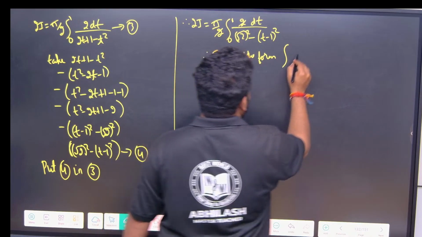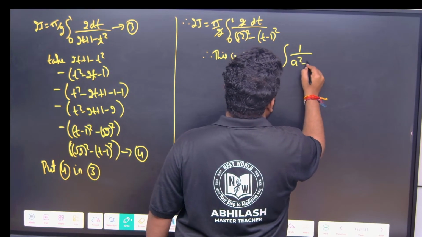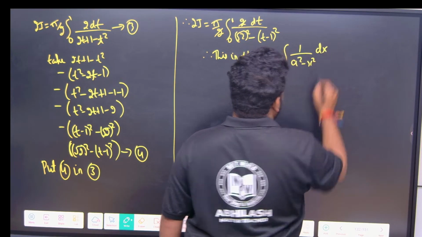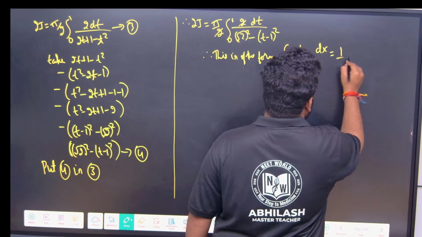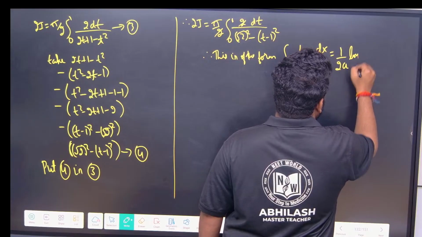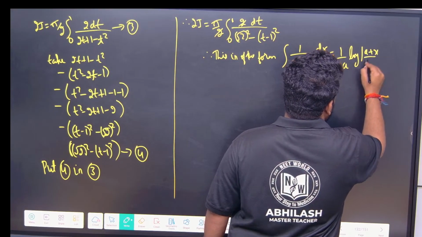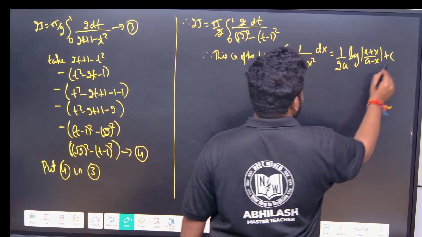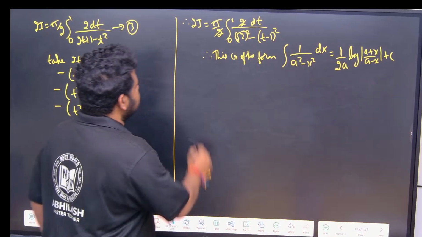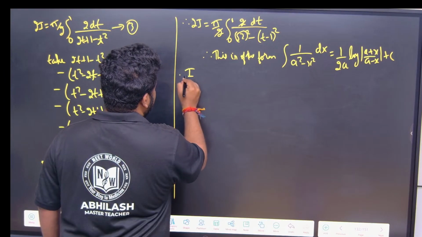Okay, integral of 1 by a square minus x square dx. Well, the integral of 1 by a square minus x square is 1 by 2a log of a plus x by a minus x plus c. This is the reason you have to write it. So therefore, let me write it as I.